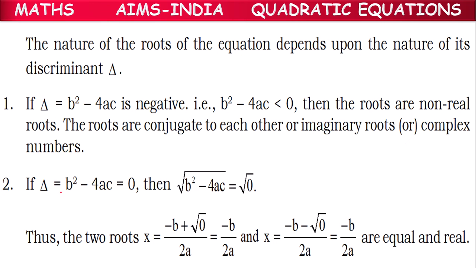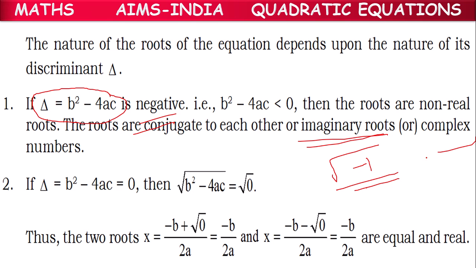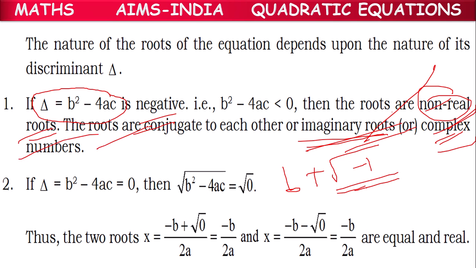So here children, if the discriminant is negative, we will get root of a negative value, which is not real, which is imaginary, which is a real number plus imaginary number. It will become complex. The roots will become complex. So the roots are non-real roots, imaginary roots, complex numbers.